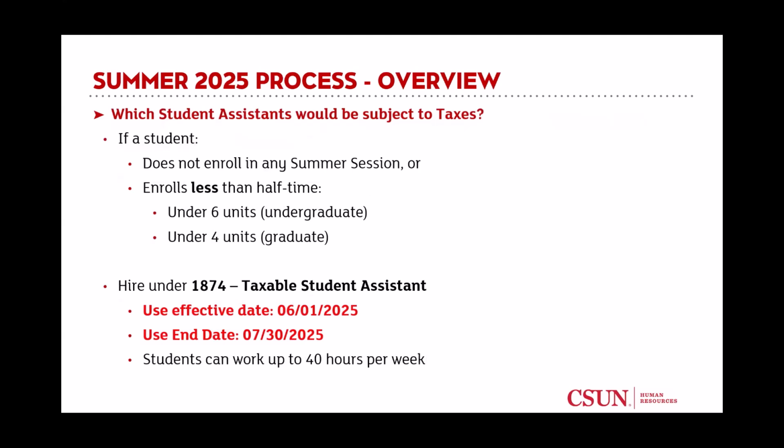So which student assistants would be subject to taxes? If the student does not enroll in any summer session, or if they enroll less than half time, like I mentioned, under 6 units if they're undergraduate, or under 4 units if they're graduate level, you would need to hire under 1874, which is the taxable student assistant. The effective dates that you would use in the student module, and I'll go into it later, just so you're aware, the effective date would be June 1st, 2025, and you would use the end date July 30th, 2025. Now, sometimes for pay periods, for a given month, they don't usually line up with the first day and the last day of the month.